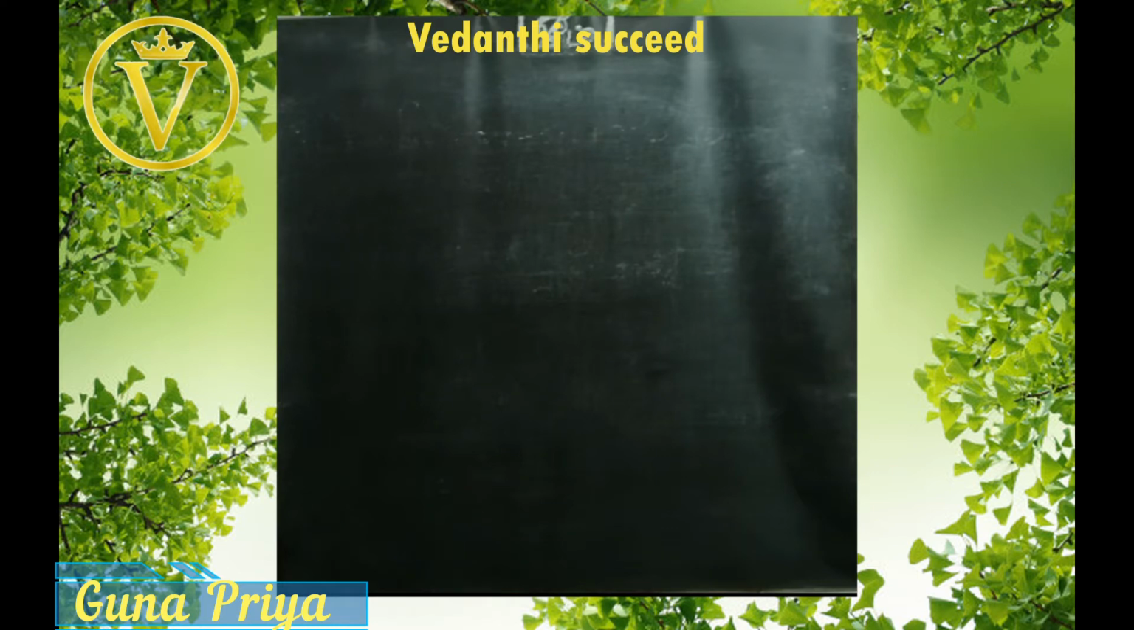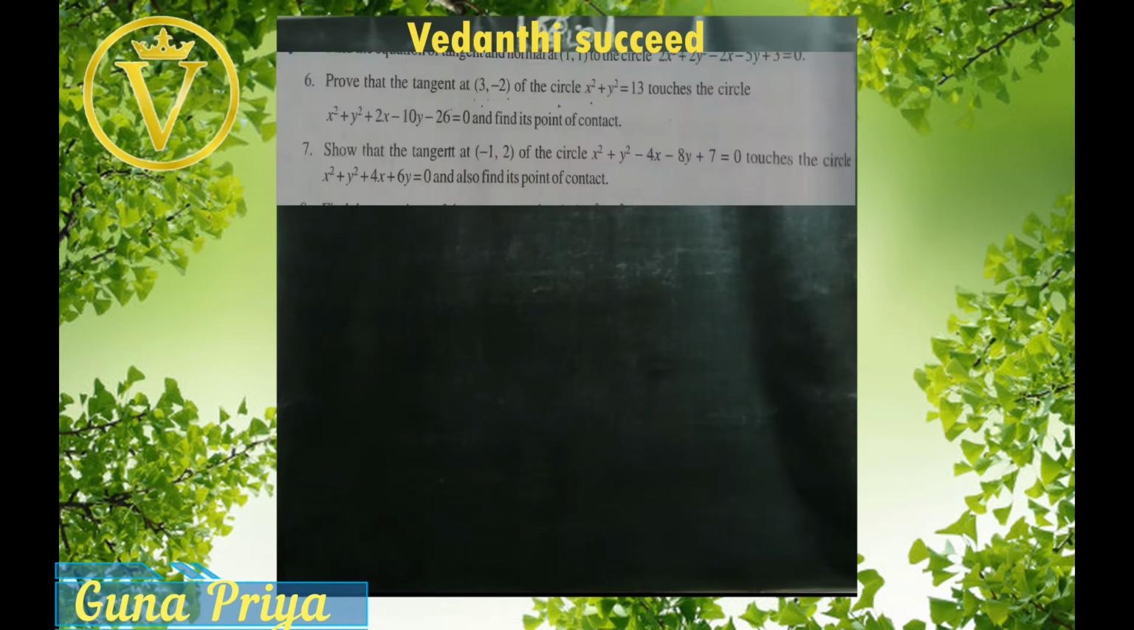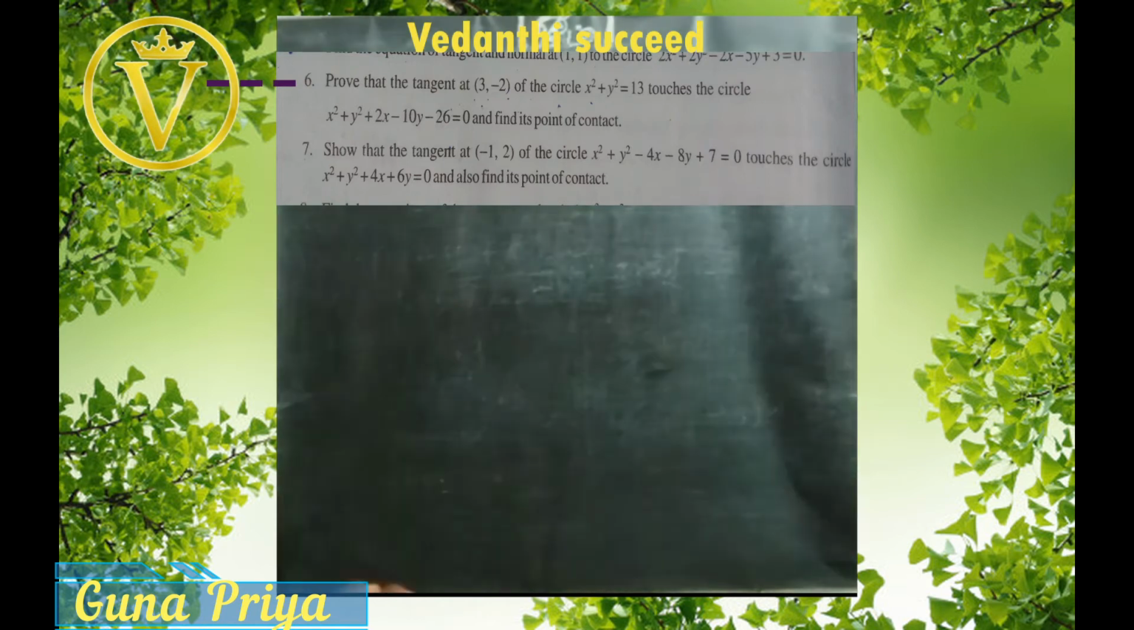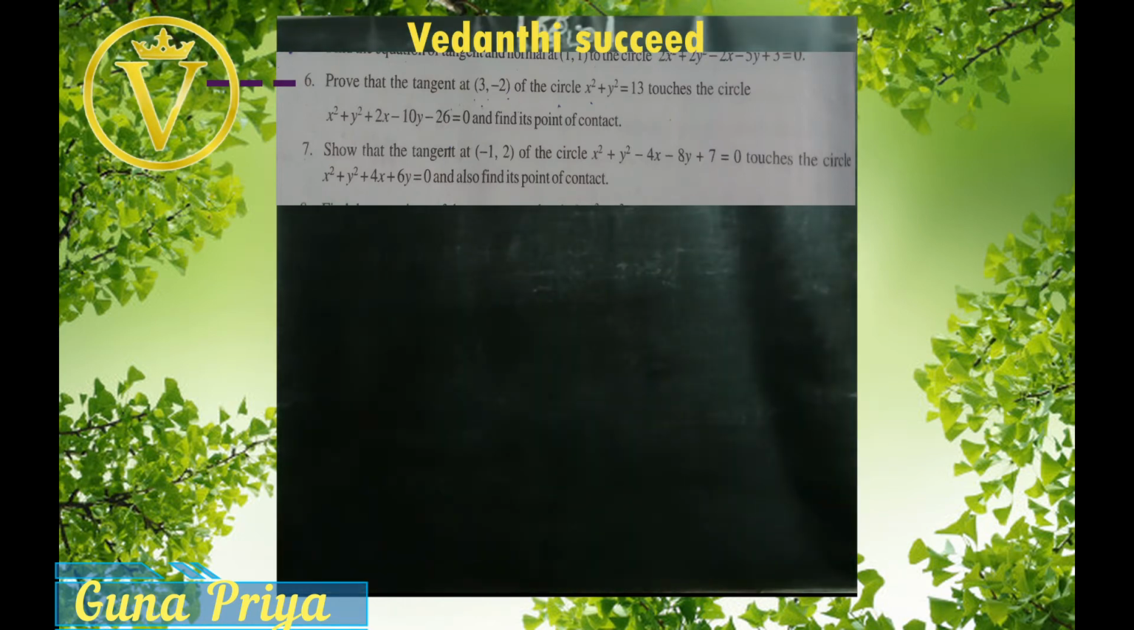So in the before section we have discussed exercise 1C of the third Roman. Now we will discuss the remaining problems of the third Roman of exercise 1C of a circle. See here, this is the sixth problem. Already we have discussed the fifth problem.